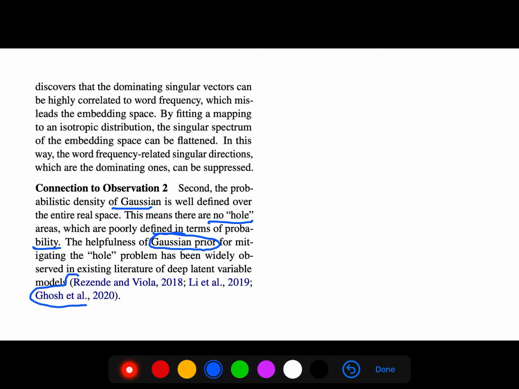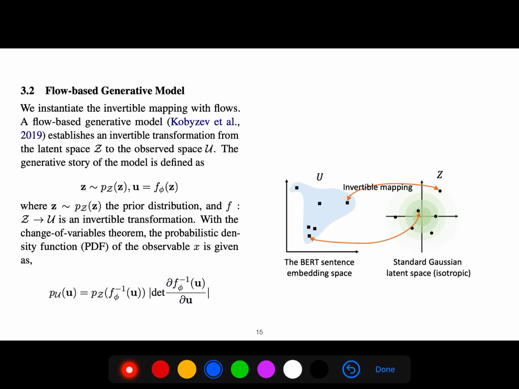All of these are very important articles. And this is a flow-based generative model. If you are familiar with these flow-based generative models, then you can skip this. It's just a mapping. The generative story of the model is that it draws Z from a prior distribution, and f here is just an invertible transform. It's not just any transformation, it's an invertible transformation. With the change of variables, the probability density function of the observation X can be related.